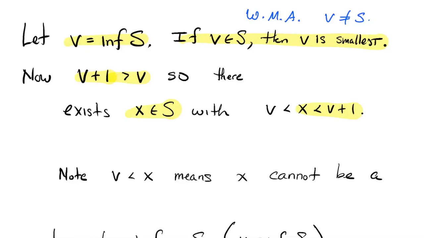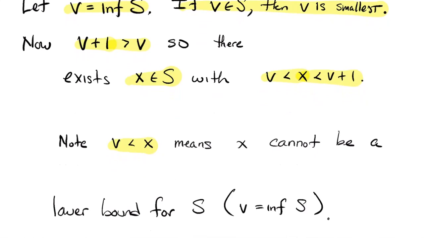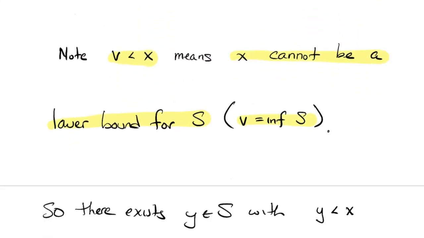This element X is in the set S. We've already said V isn't; that's what we're assuming in this case. So this X is between V and V plus 1. All right, good. Let's note again that because X is bigger than V, X itself cannot be a lower bound for S. V is the biggest of all the lower bounds of S. Anything bigger than V cannot be a lower bound for S. So X is bigger than V, same reason as V plus 1. X cannot be a lower bound for this set S.